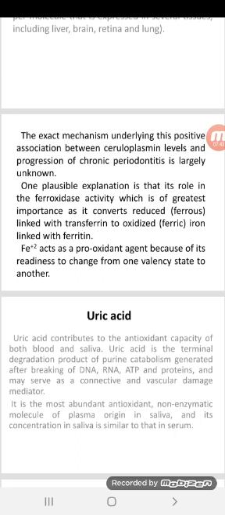One plausible explanation is its role in the peroxidase activity, which is of greatest importance as it converts reduced ferrous linked with transferrin to oxidized ferric iron linked with فيرتين.